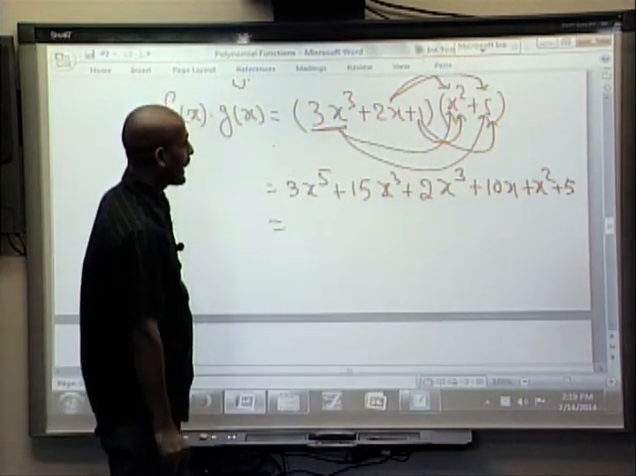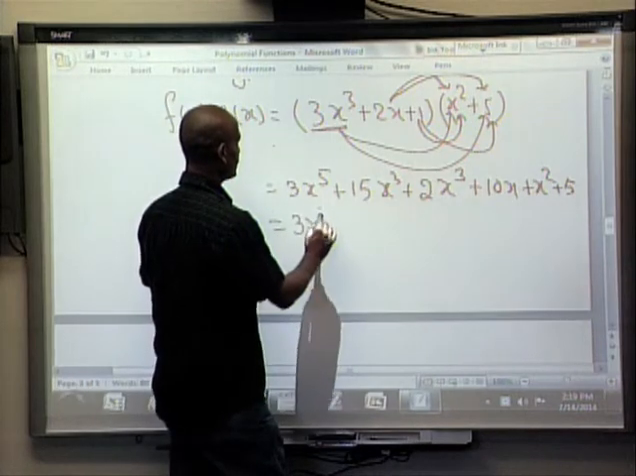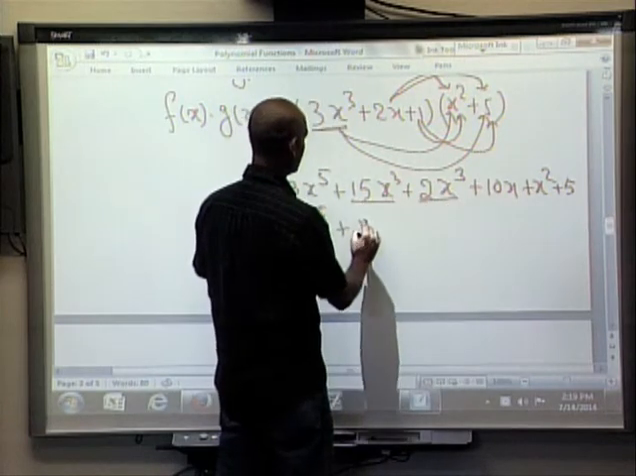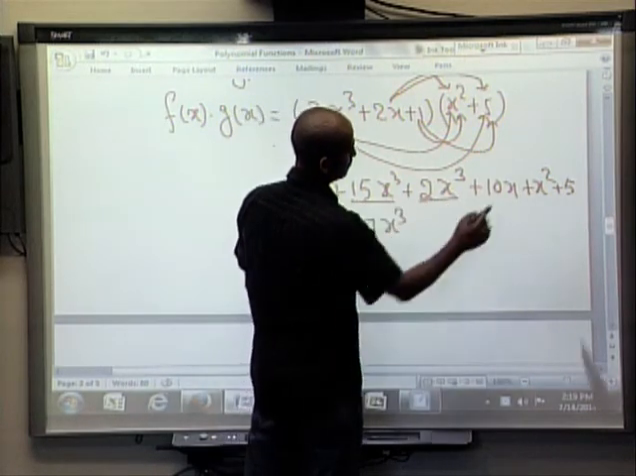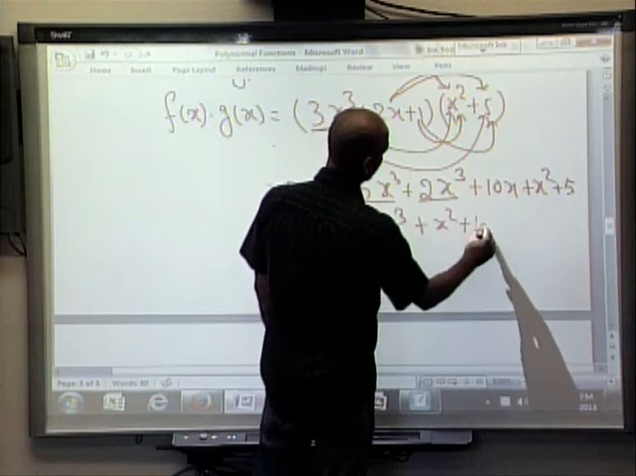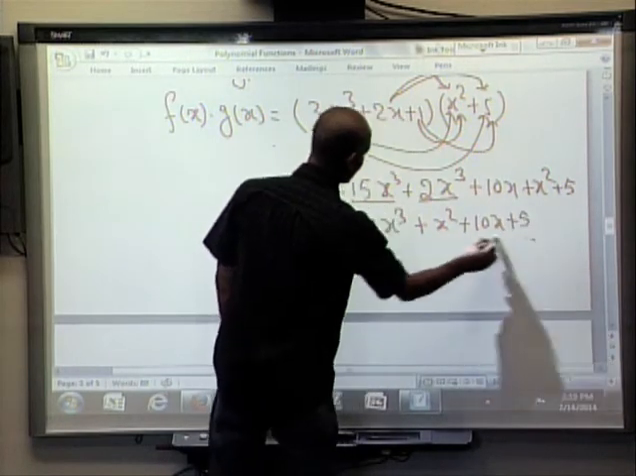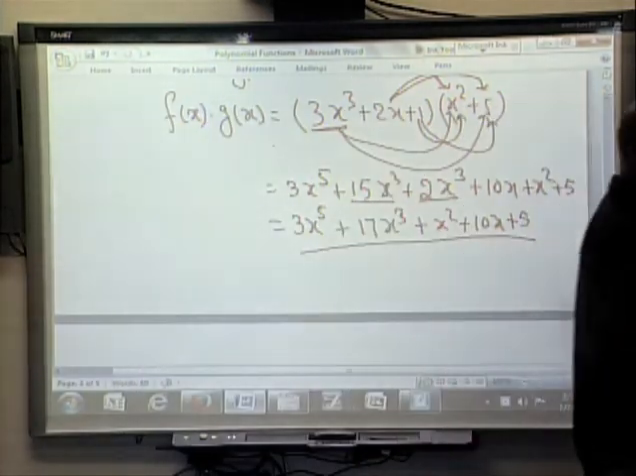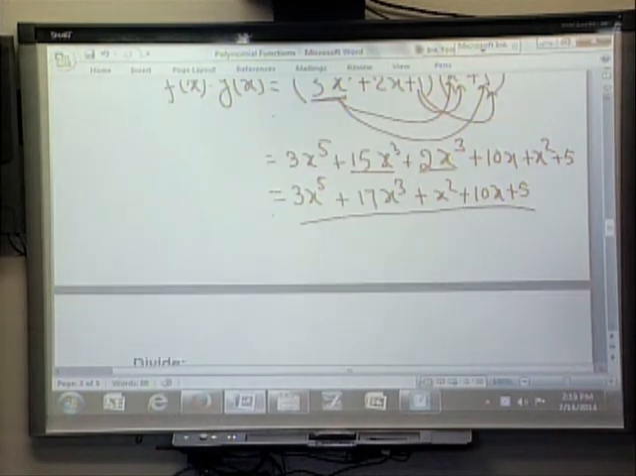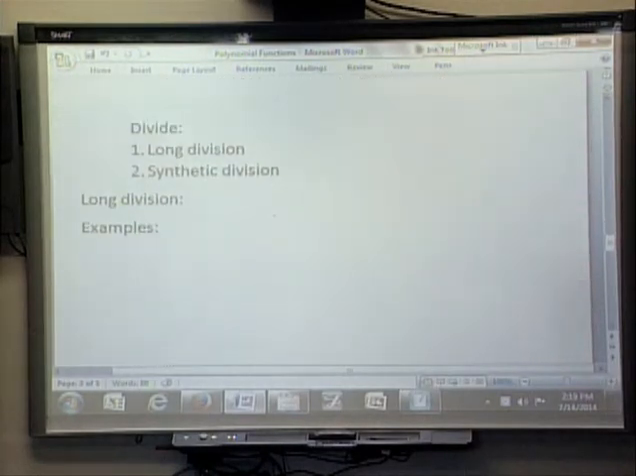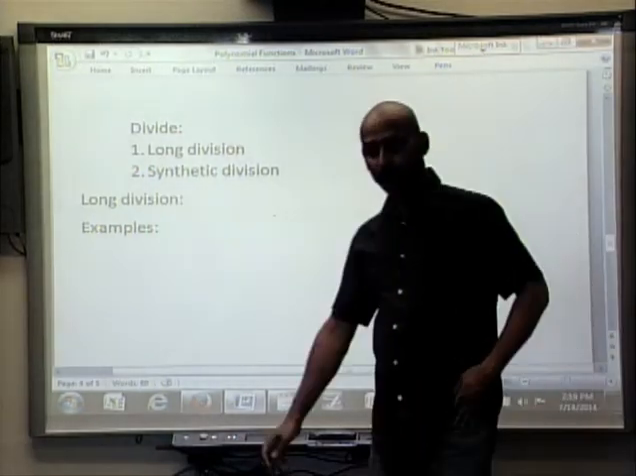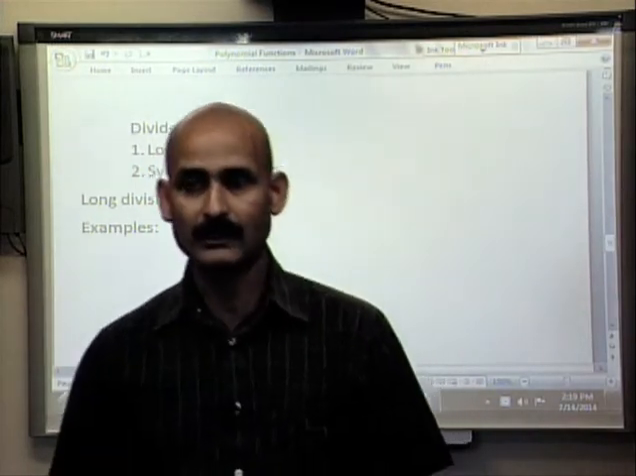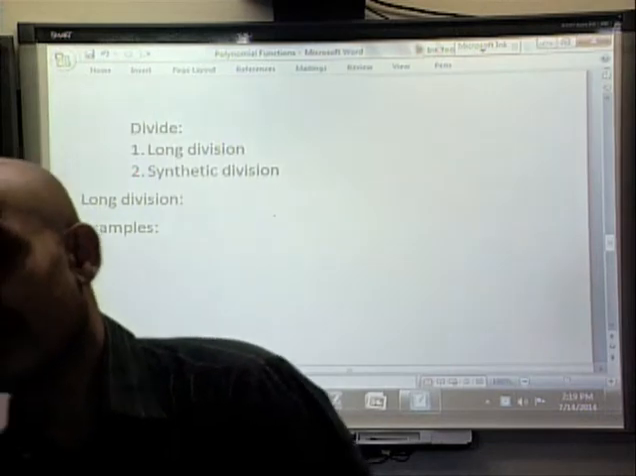So, now we will add the like terms. 3x to the fifth is by itself, there is 15x cubed and 2x cubed, altogether 17x cubed, and there is x squared and there is 10x plus 5. I combined the like terms to get the product. So, multiplying is also not bad. Now, dividing a polynomial by another polynomial is a little bit complicated compared to adding and subtracting.